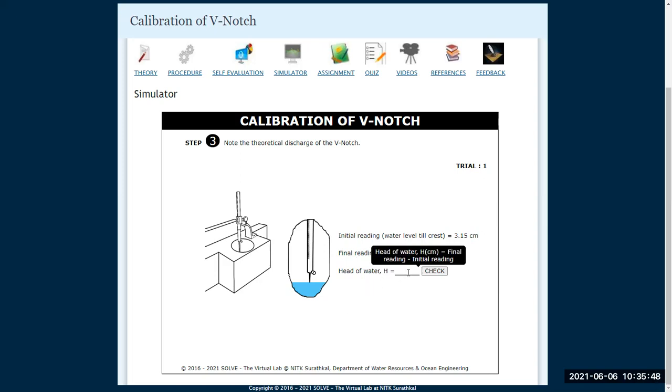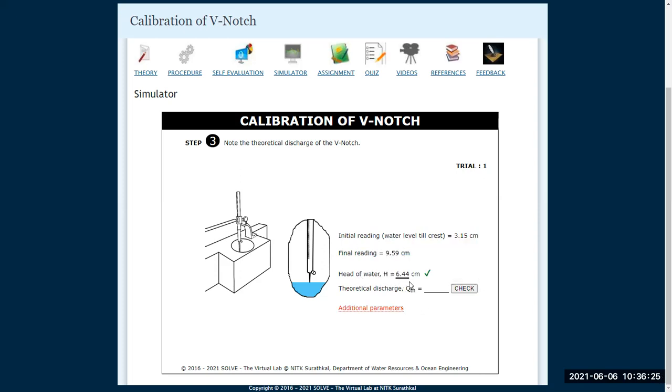From these initial and final readings, you have to calculate the head of water over the notch. That is final minus initial. The final is 9.59 minus the initial reading, which was 3.15. So you will get the head of water over the notch as 6.44. We'll just enter that 6.44. So the head of water over the notch is 6.44.